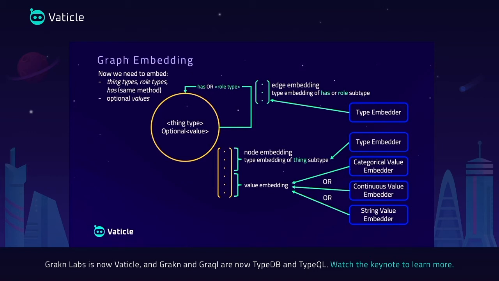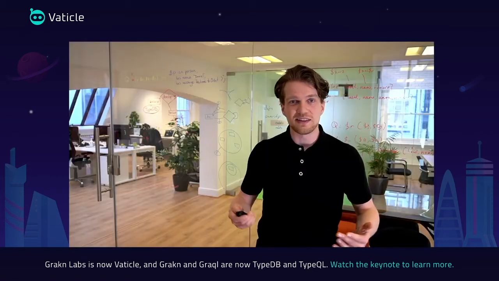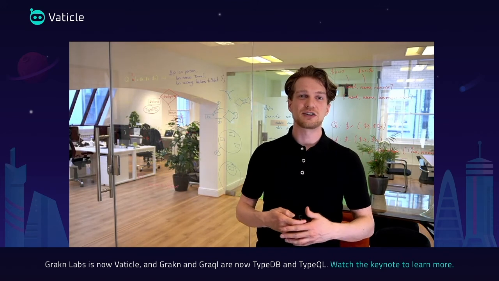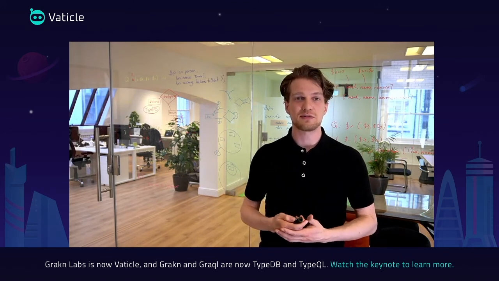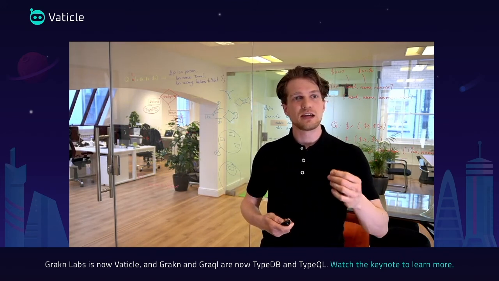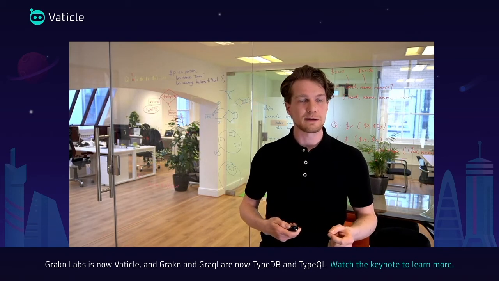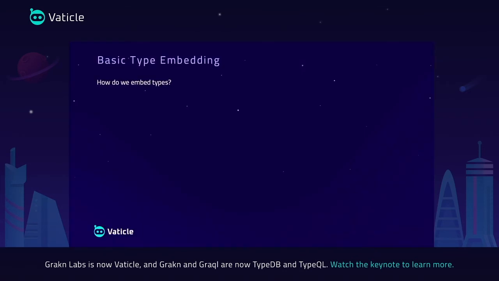But the type embedding, given the subject of the talk and the novelty of our shift over into talking about TypeDB, is where the real interest is here, I think. Because we have a question: how do we embed these types? Well, I want to first show you the simple way.